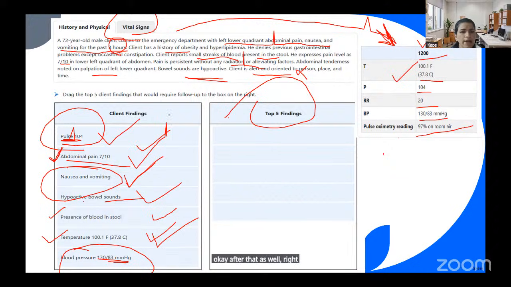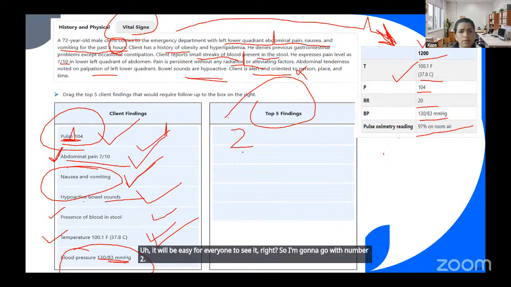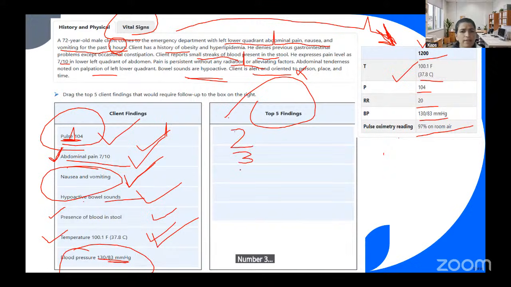And now the top 5 answers, I want to pull them out here as well because it will be easy for everyone to see, right? So I'm going to go with number 2, number 3, and then number 4, number 5, and number 6. In the exam, you're not going to write down 2, 3, 4, 5, 6. You have to hold this and pick up this option and drop it in here.